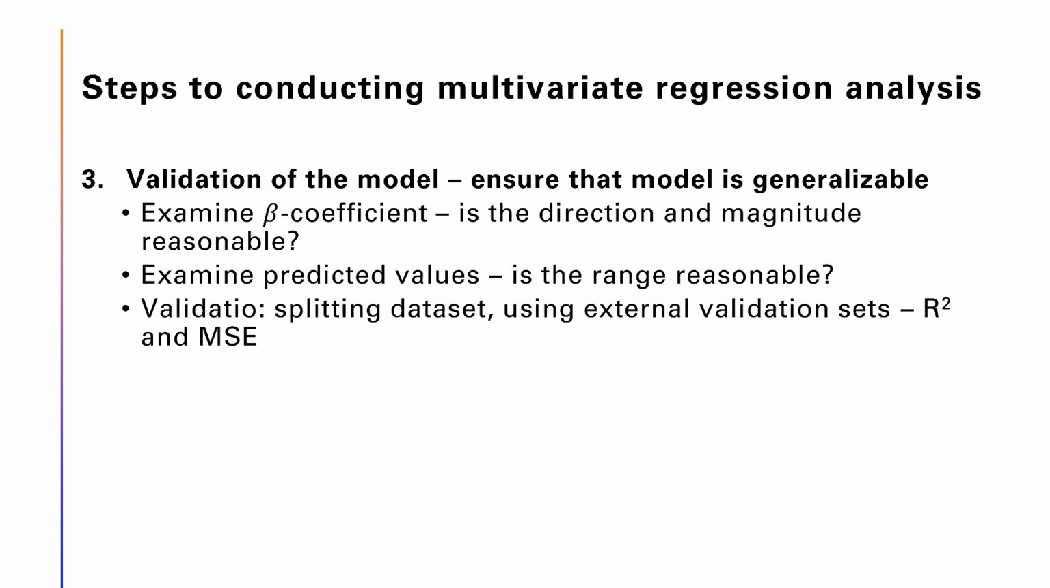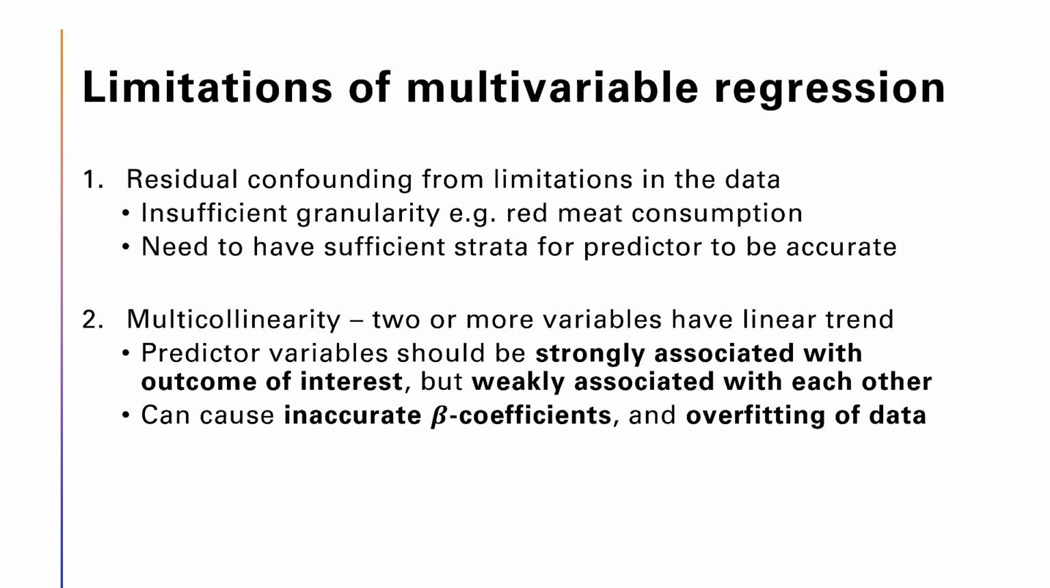Furthermore, we should examine the predicted range of the outcome of interest to check if that is theoretically possible. After we have examined these values, we can apply the model to other datasets to externally validate it. One way to do it is to split the dataset you have into training and validation sets. This is possible when you have a large number of patients involved, or alternatively, you can always use external validation cohorts to check the model, looking at the R-square values and the mean square error values in those validation sets.